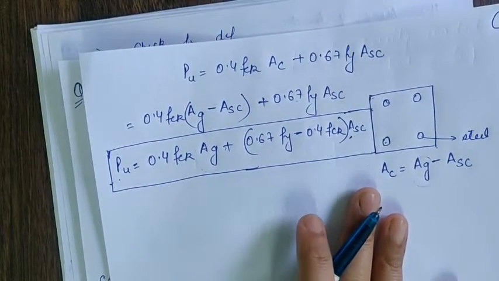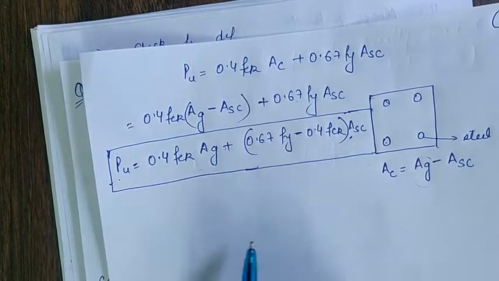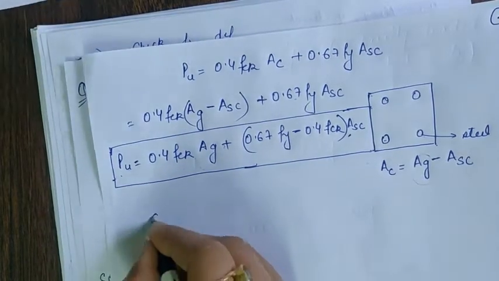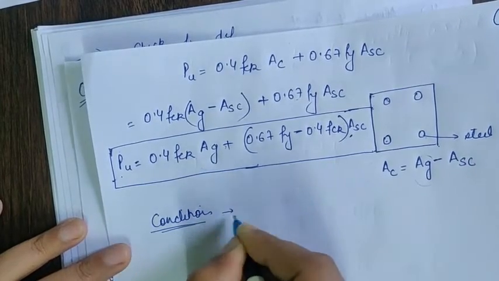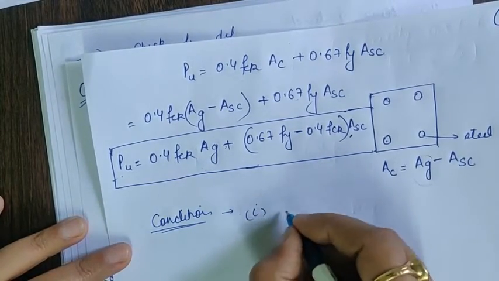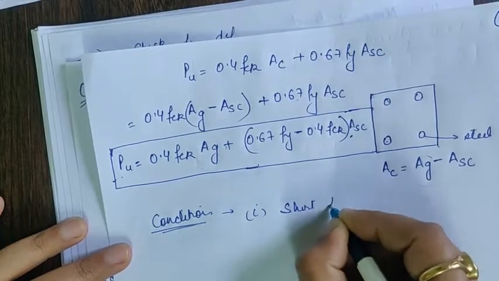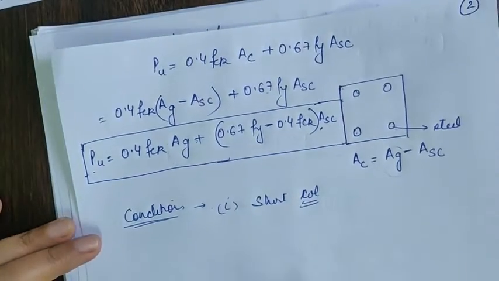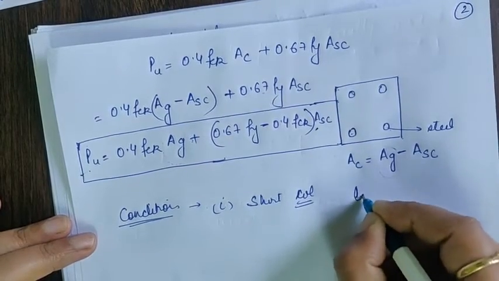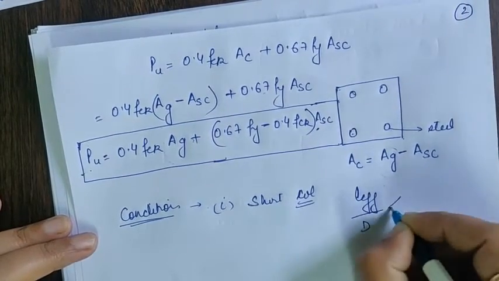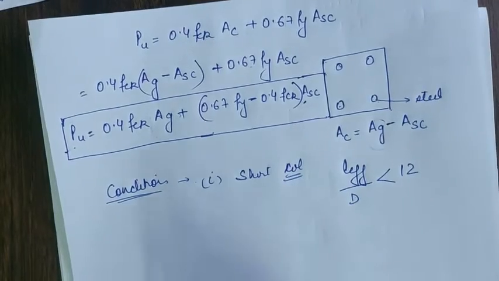Is it clear to you? Now, what are the basic conditions for using this formula? The basic conditions for using this formula is it should be a short column. How do we say that it is a short column? By finding L effective by D, it has to be less than 12.